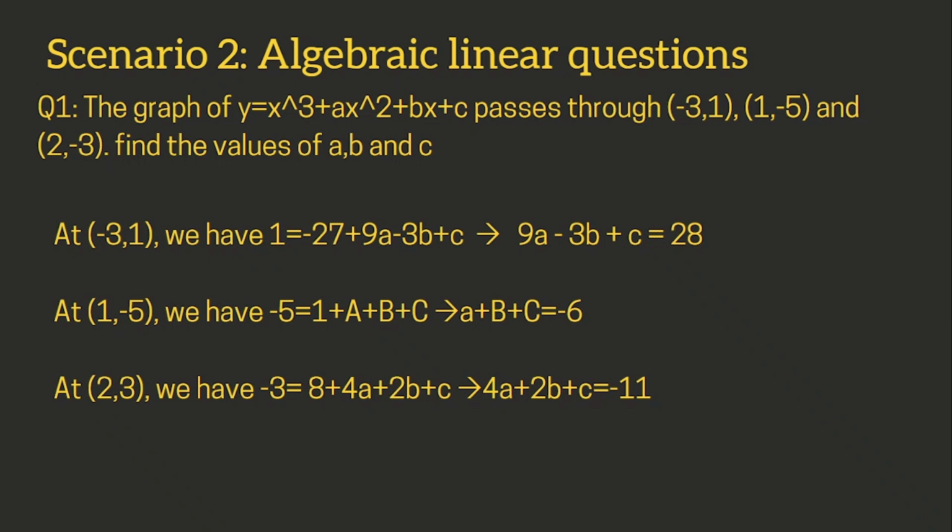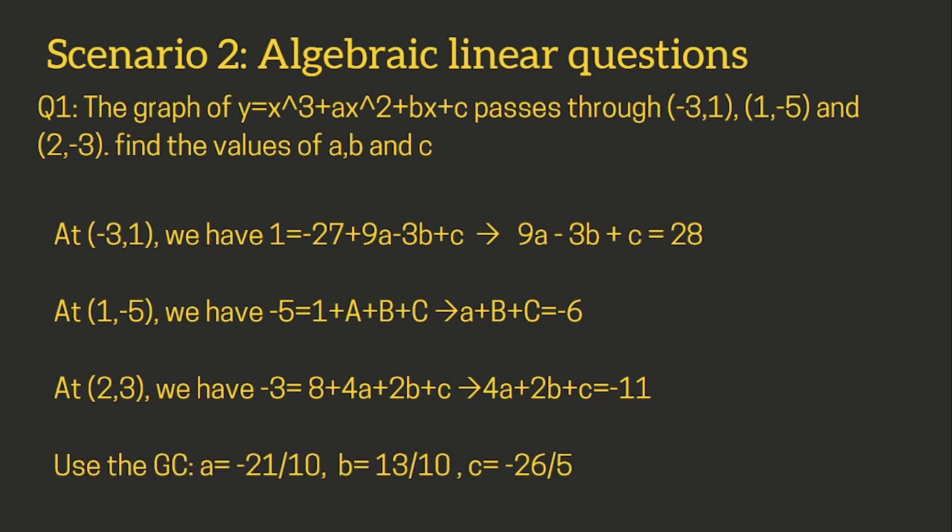The same can be said for x equals 1 and y equals minus 5. You get a plus b plus c equals minus 6. And at x equals 2, y equals 3, you'll get that equation as well. Just like the financial question, you take all these three equations, pump them into a matrix in your graphing calculator, and you should be able to get this answer.